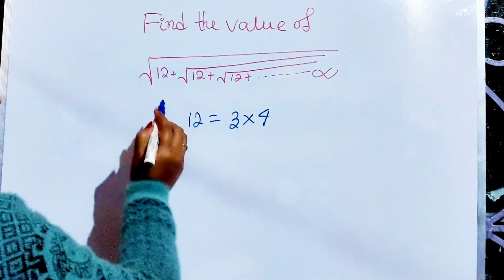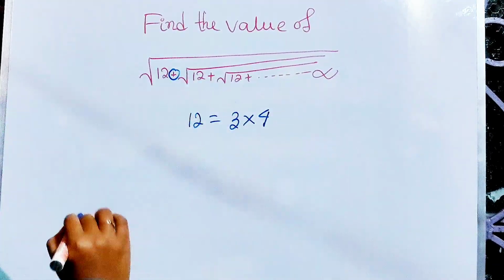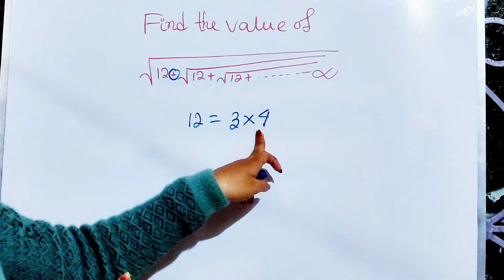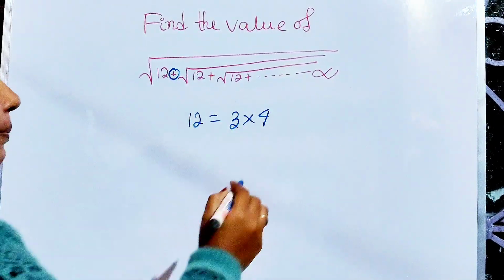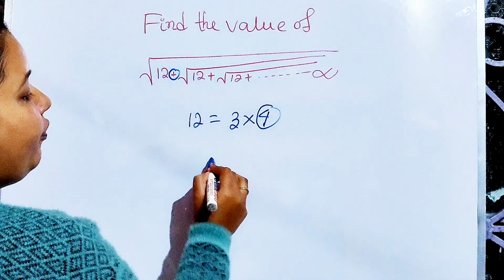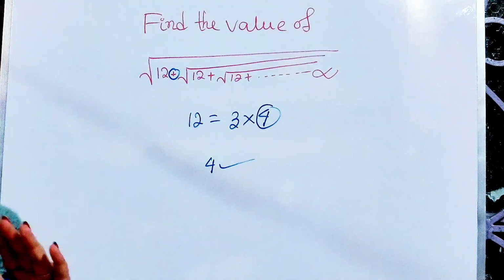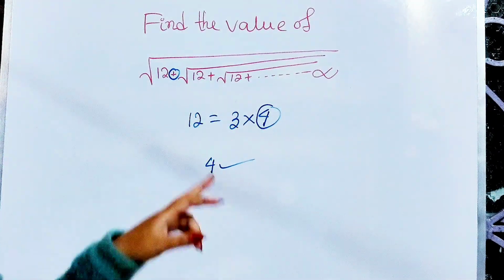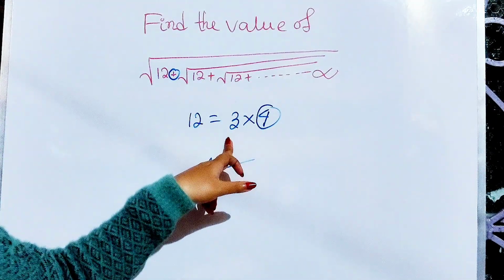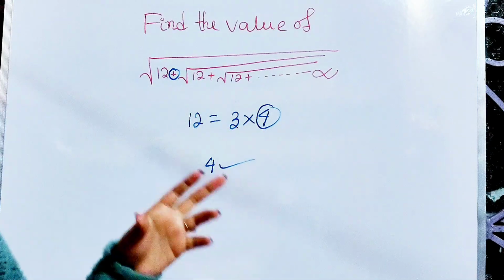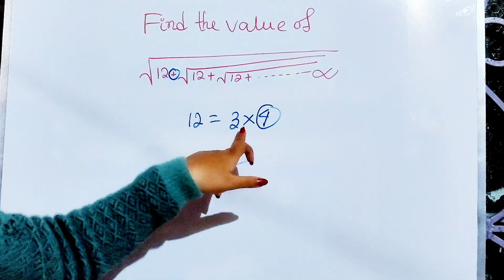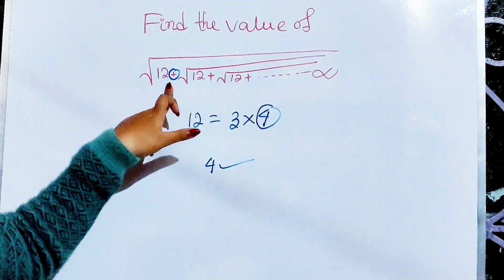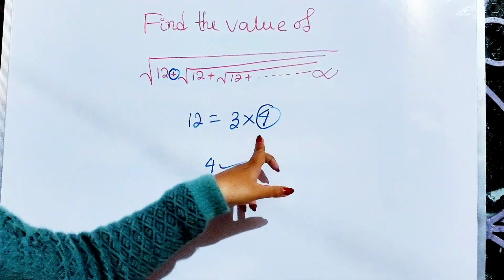Now see, if the sign is positive in the question, then your answer will be 4, that is the larger number between these two consecutive natural numbers. Again I am repeating, if the sign is positive, then the larger number will be the answer, that is 4 here. Now suppose in the question there is a negative sign, that is root under 12 minus root under 12 minus root under 12 minus dot dot dot infinity.